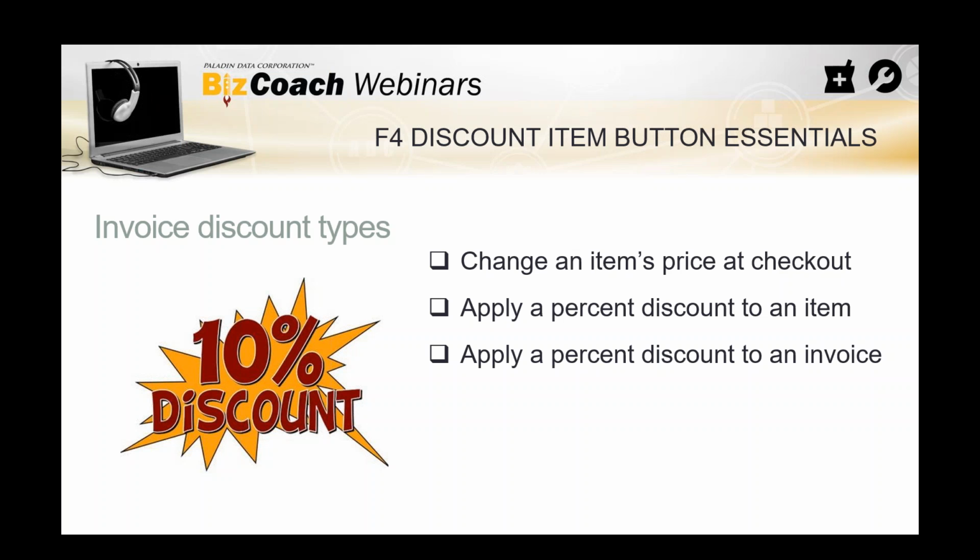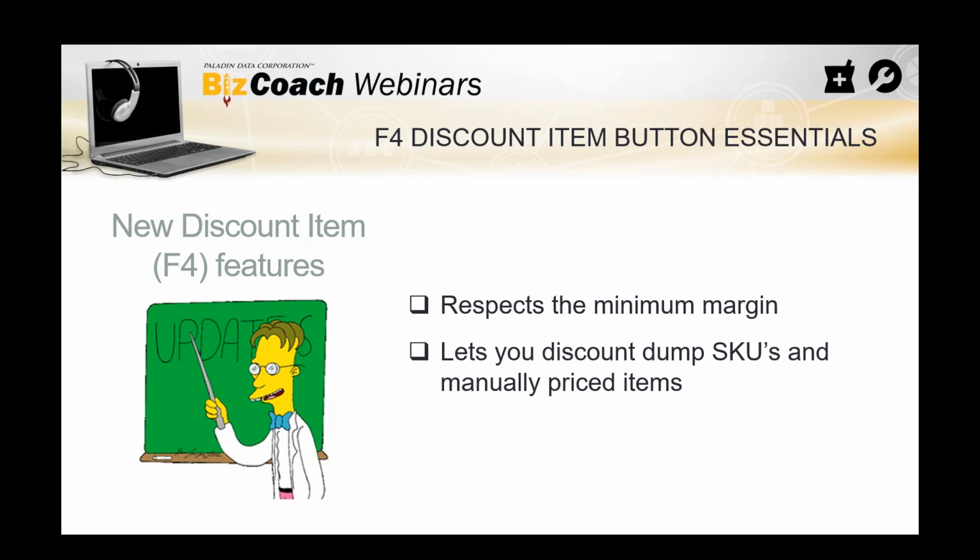All right, so the next area here is you can apply a % discount on an item, and that's using the F4 key that we're going to be talking about today. And then you can apply discount not only to an item or a number of items, but to the entire invoice. And that's what we're going to be showing today. The new discount item F4 feature now respects minimum margin.